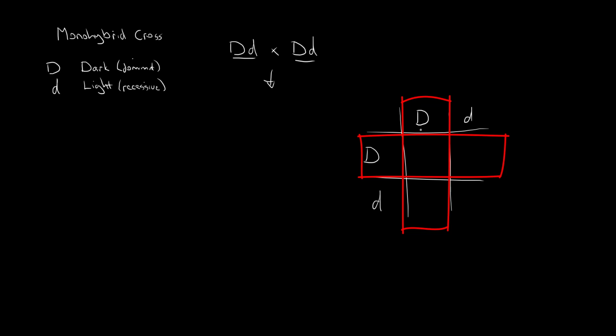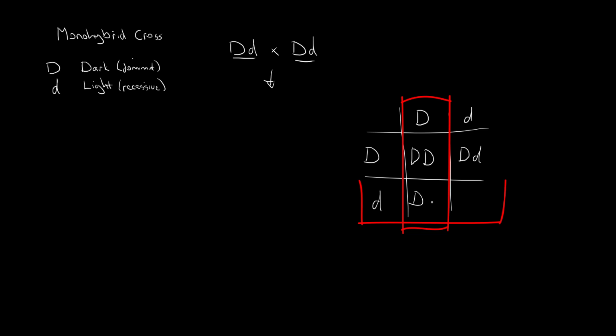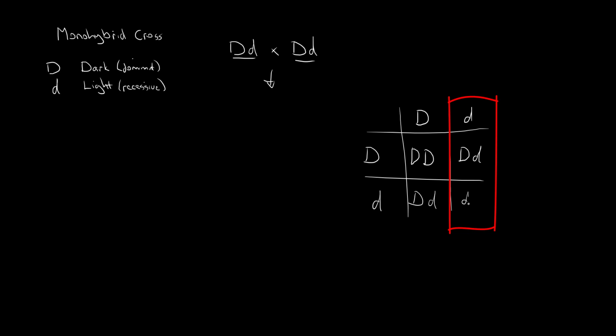So in the first square, we get a dominant allele from both parents. In the second square on the top row, we get a dominant from the female and a recessive allele from the male. In the bottom row and the first column, we get a dominant from the male and a recessive from the female. And in the final square, we get a recessive allele from both parents.